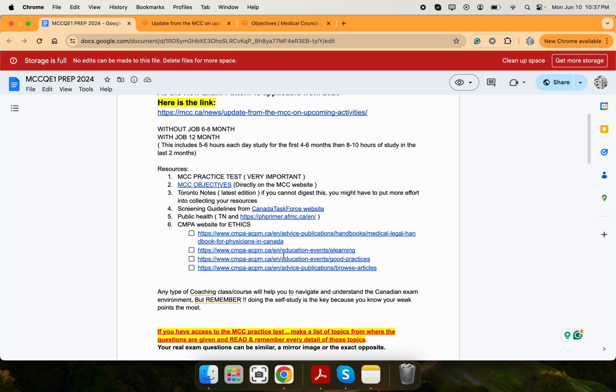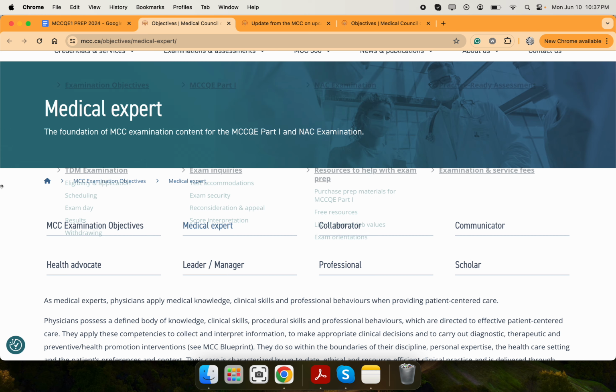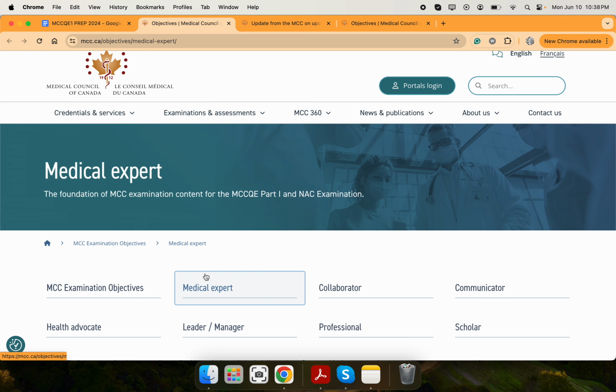Second most important thing, MCC objectives. As everyone knows, MCC objectives is the most important key blueprint of the QE1 exam. If you don't know how to get it, just go on the MCC website, go on the examination, and you will find examination objectives. If you go on examination objectives, the most important thing is the medical expert, because medical expert is about the knowledge and everything.